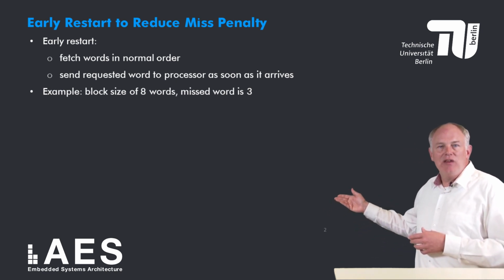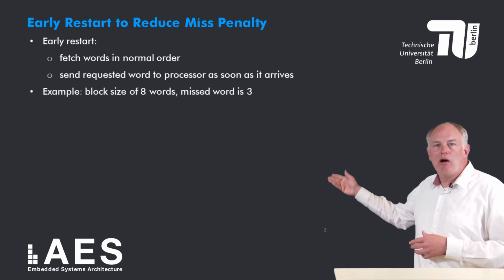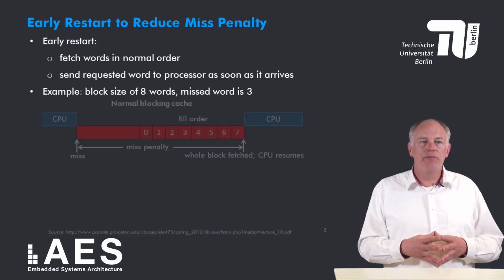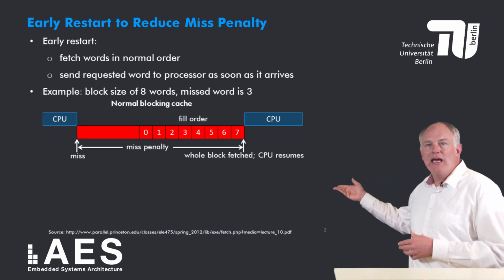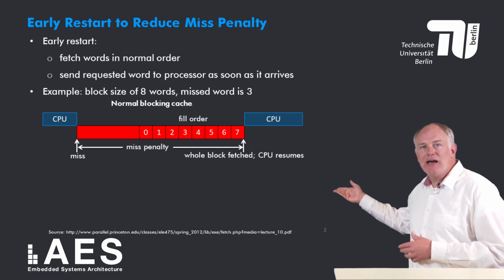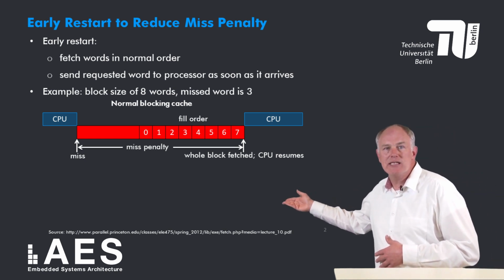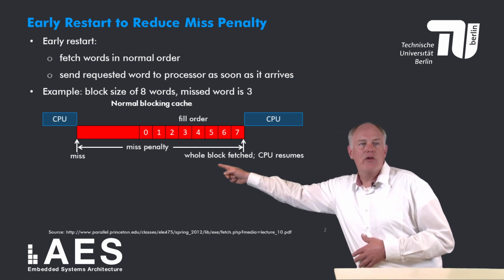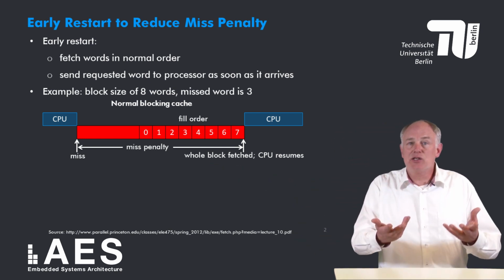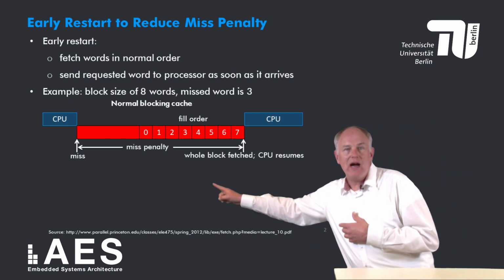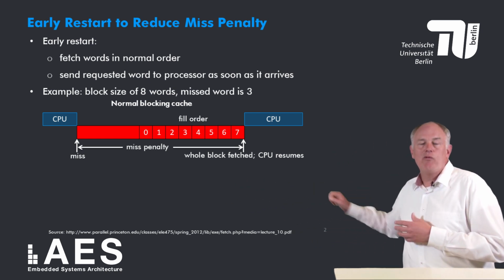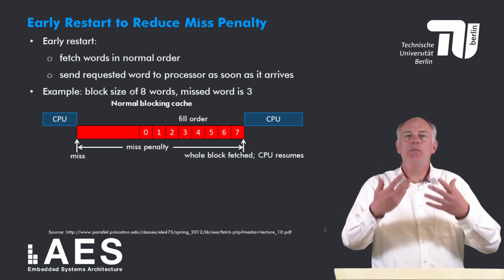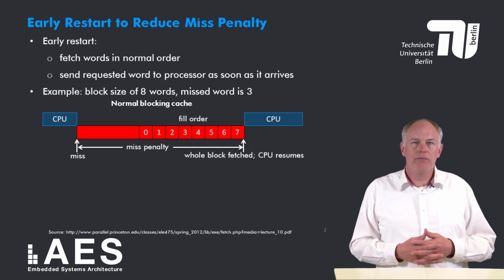Let me illustrate this with an example. Suppose there are 8 words in a block and that the requested word is word 3. In a conventional blocking cache, the timing diagram of a miss looks like this. The CPU computes for a while and then it incurs a miss. Then it takes some time before the first word arrives and then the words arrive one after the other. Only when all words have arrived, the CPU continues executing.